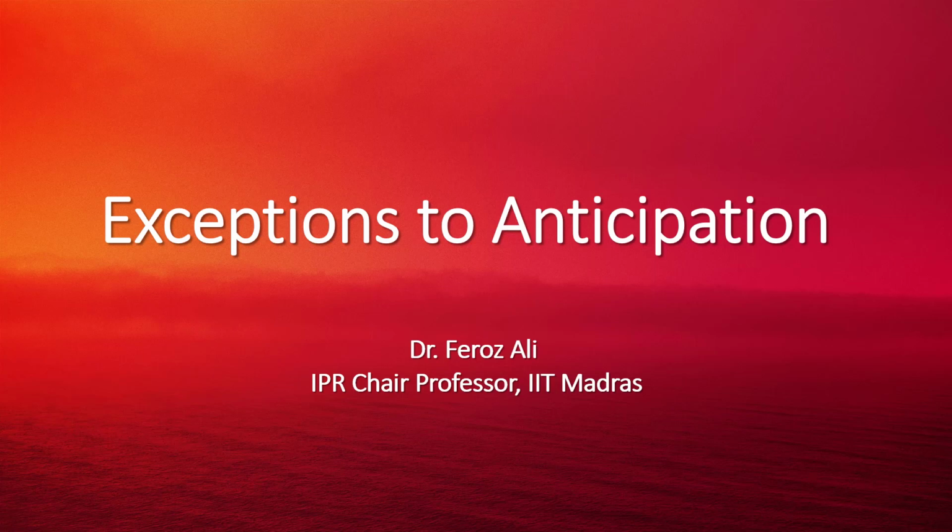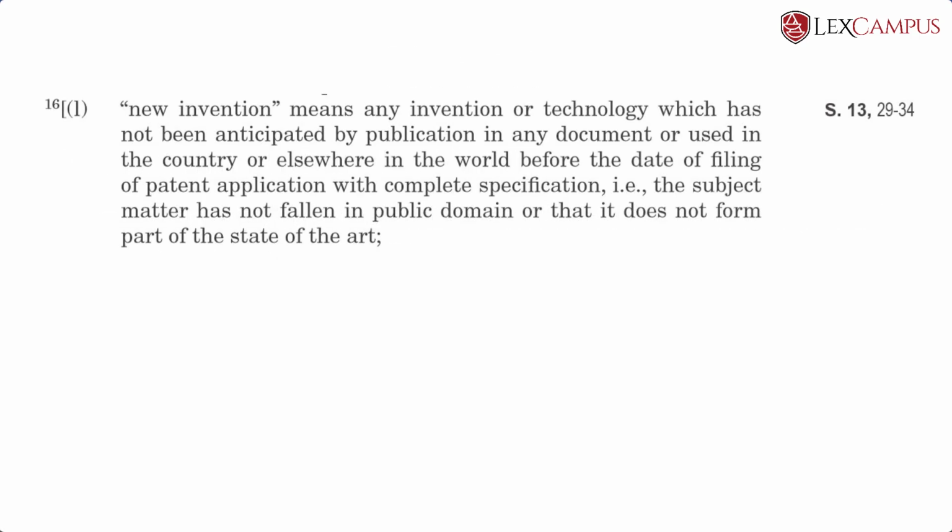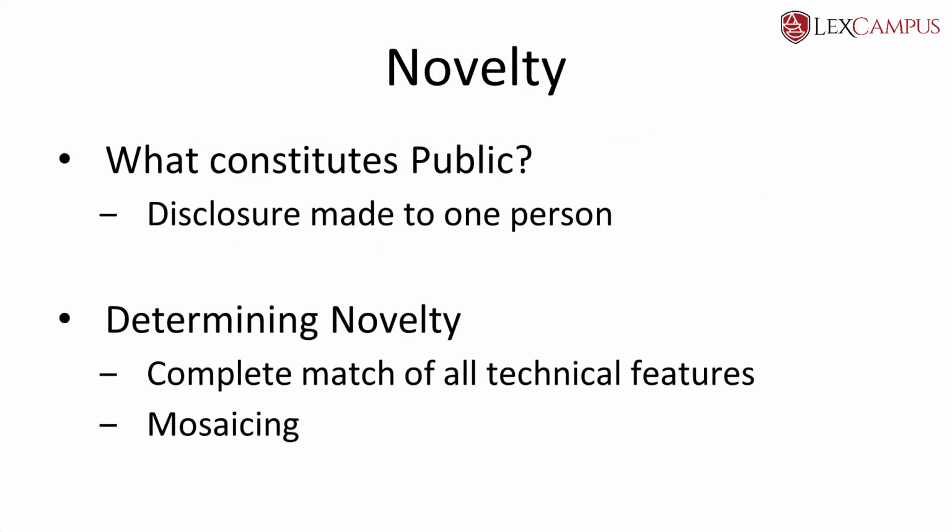Under which circumstances would include certain circumstances which are exempted from an anticipation analysis or a novelty analysis. Sections 29 to 34 list categories of disclosures or circumstances which are excluded for the purpose of a novelty analysis. The definition refers to the subject matter not having fallen in the public domain.